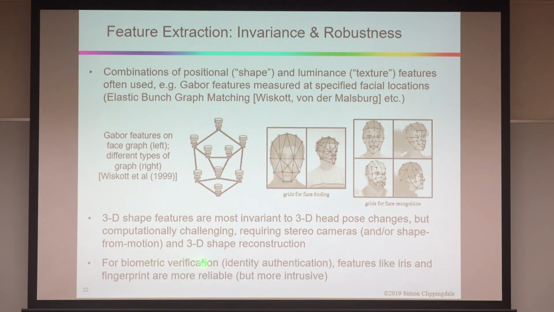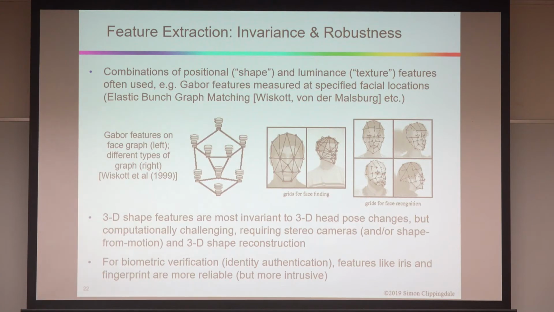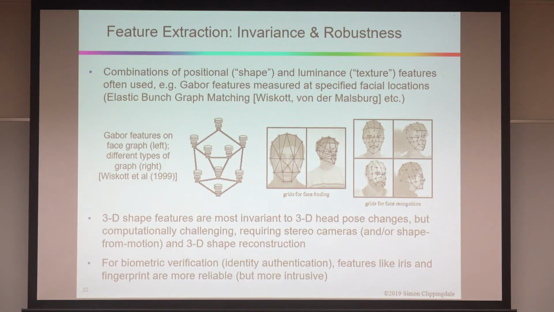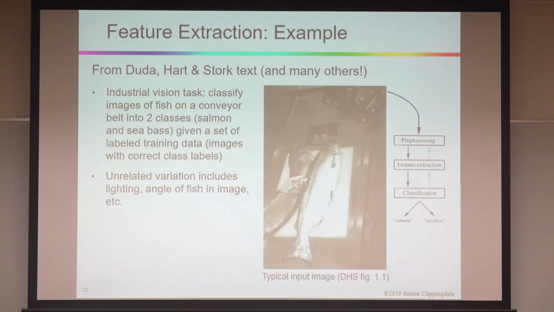For biometric verification, as I said earlier, features like iris and fingerprint recognition are more reliable than face recognition, even with features like this. But they are more intrusive. Obviously, you have to get closer to people for that to work. Okay, feature extraction. There are some examples.